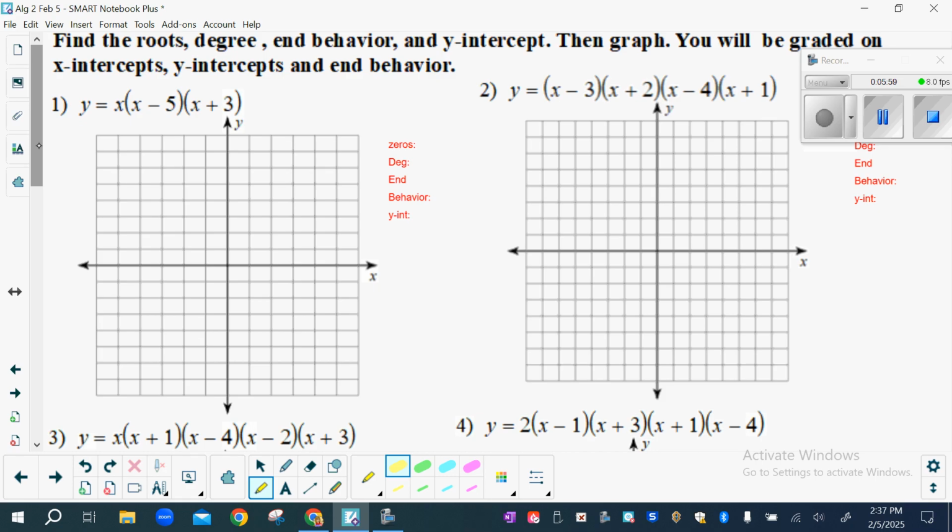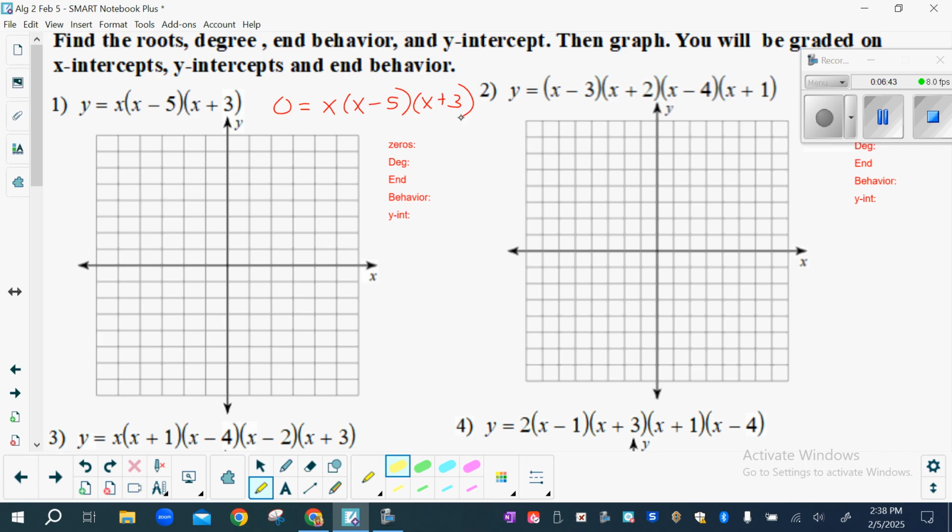So our equation is y equals x times x minus 5 times x plus 3. To find our zeros, we just set y equal to 0. So how would we solve that? What would we do to solve that? I'm going to have somebody raise their hand and tell me what to do on this. Yes, Aiden? No, we don't want to multiply it out. Do you find x? We're going to find out what x is. How do we do that?